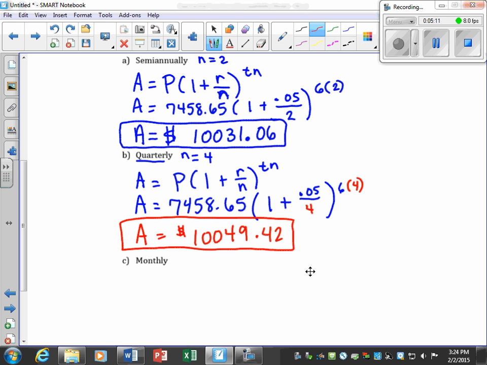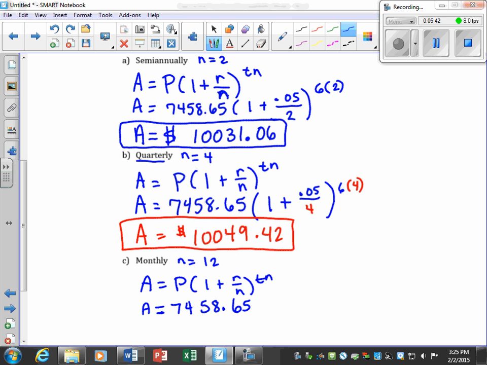Okay, what would our N be for monthly? Good. N would be 12. Very good. And so we're going to just go ahead and do likewise. Write our initial formula. Rewriting your formula every time will help you memorize the formulas that you need for taking tests. So don't skip that step right there, even though we just wrote it above a couple of times.